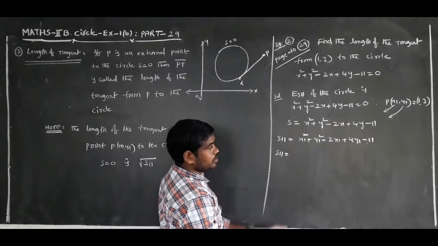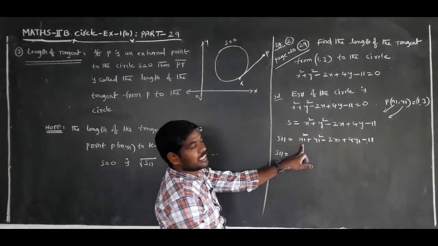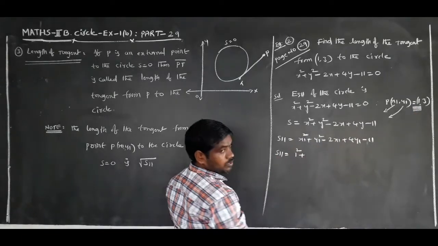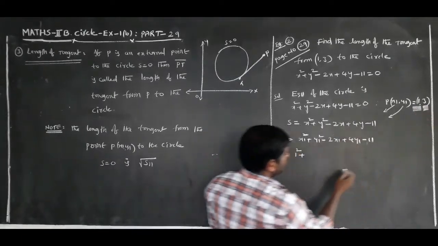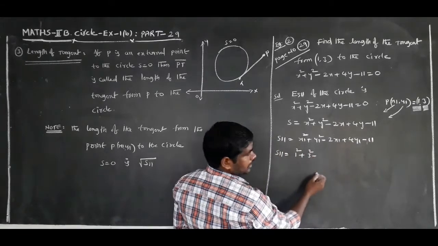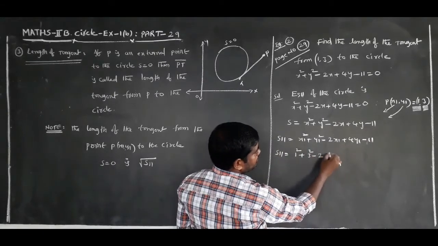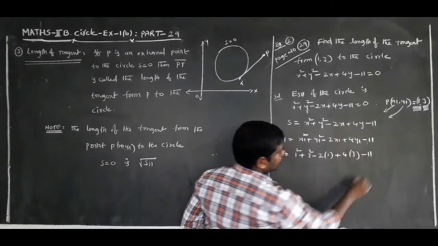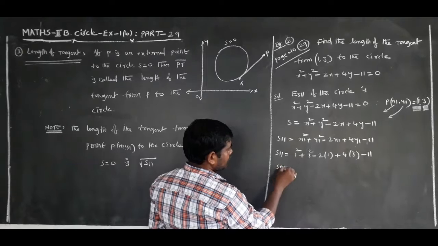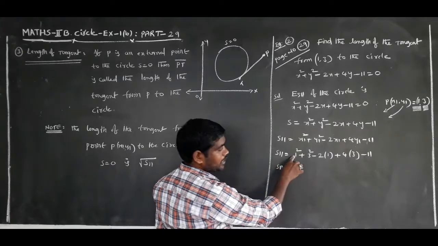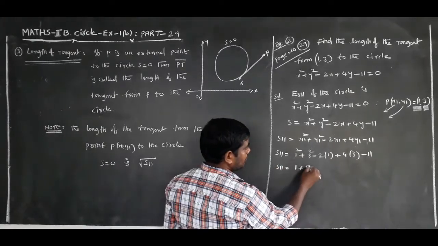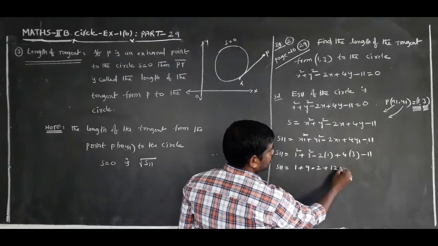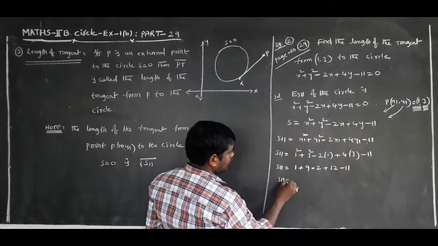S11 is equal to, here given that x1 is equal to 1, square, plus y1 is equal to 3, square, minus 2 into x1, 1, plus 4 into y1, 3, minus 11. S11 is equal to 1 square, 3 square is 9, 2 ones are 2, 4 threes are 12, minus 11.